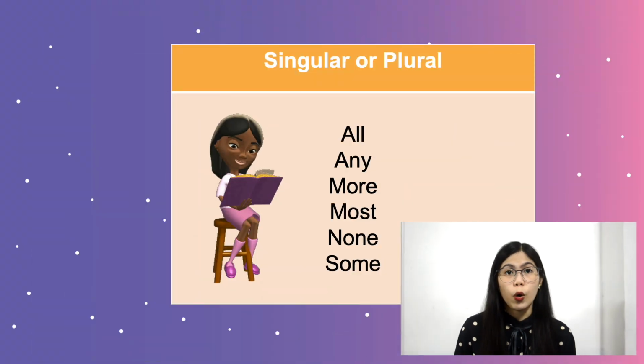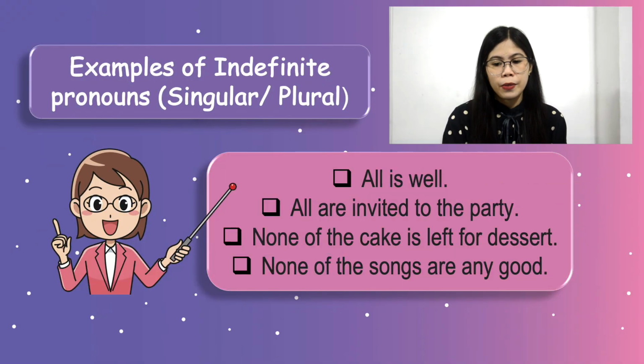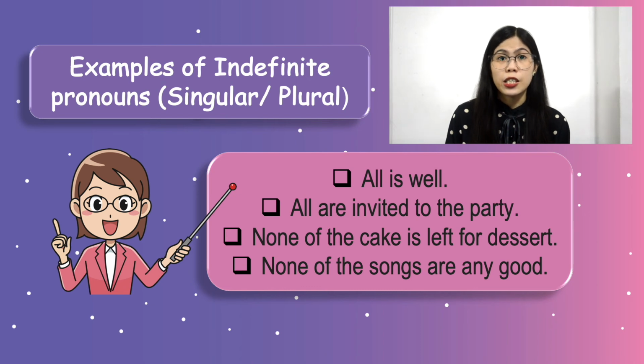Now there are also indefinite pronouns that you can use as singular or plural. We have all, any, more, most, none, some, etc. Now how can you use this in a sentence? So let's have examples. In sentence number 1, we have all is well. Notice that the indefinite pronoun all functions as singular, thus requires a singular verb, which is the word is. In the next sentence, which is all are invited to the party, the indefinite pronoun all now functions as plural, thus requires a plural verb, which is the word are.